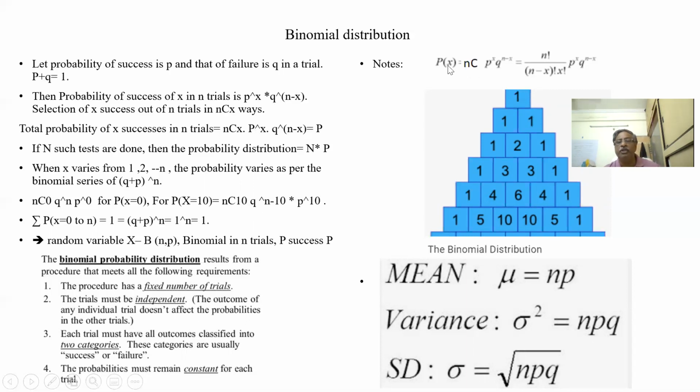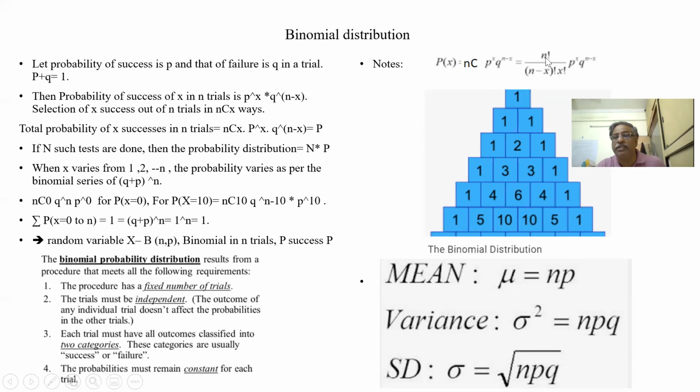So for the probability of x, getting number of heads 10 times, 5 times, 6 times, P of x is equal to nCx, p to the power of x, q to the power of n minus x. nCx is what? n into n minus 1 into n minus 2 up to n minus x plus 1 by x factorial, into p to the power of x into q to the power of n minus x. You see, this is my binomial distribution.